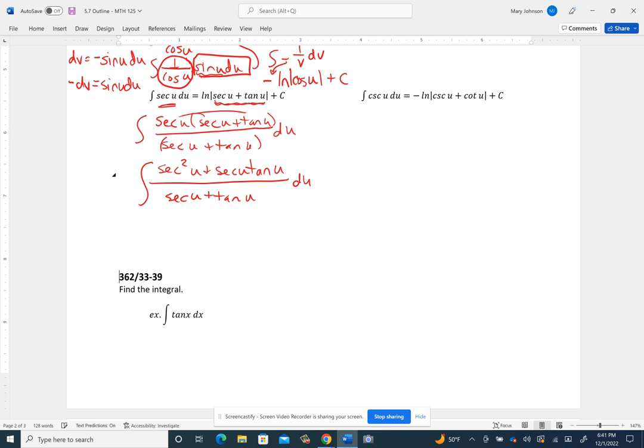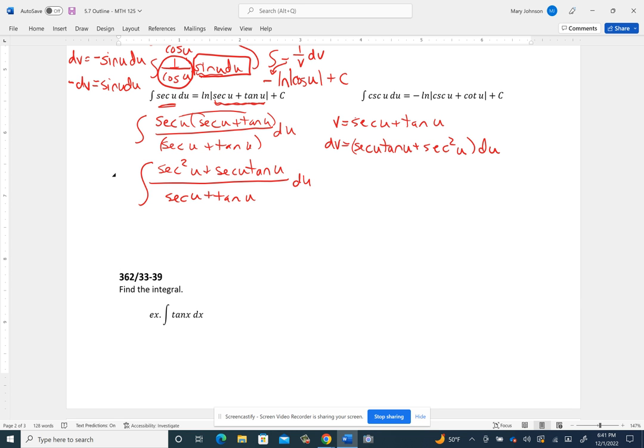So I'm going to do it over here. I'm going to choose a variable. I can't use u because there's already u's, so I'm going to use a v. I'm going to let v equal the denominator, secant u plus tangent u. Then the derivative, dv, would equal the derivative of secant, which would wind up being secant u tangent u. The derivative of tangent would be secant squared u. Okay, and I would have to do the derivative of the variable, so the derivative of u.